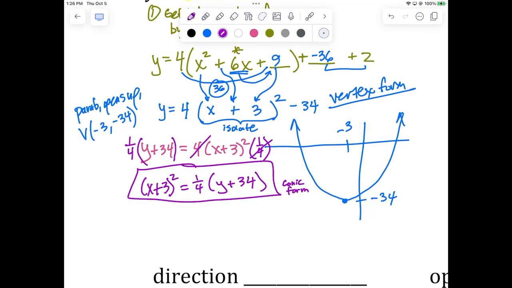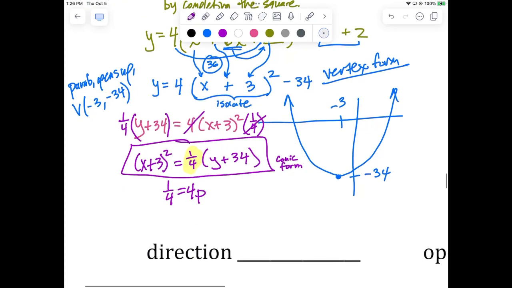But we also get this right here. That 1/4 is very, very important because in conic form, remember, the coefficient of whatever is not squared, in this case 1/4, it is equal to 4p. It is equal to 4p all the time. And once I set it equal to 4p, I can solve for p, which is my focal length.